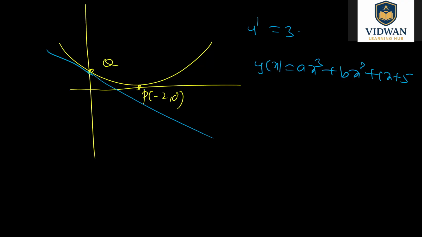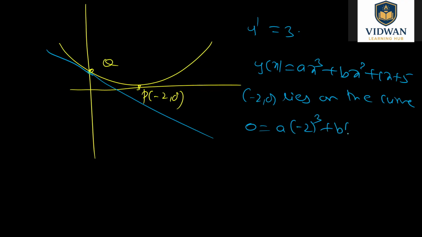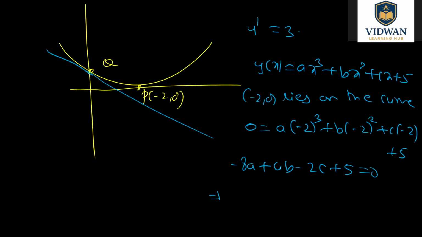The first condition is that -2, 0 lies on the curve. Just use this condition. When you put x as -2, y should become 0. So 0 equals a into -2 whole cube plus b into -2 whole square plus c into -2 plus 5. So what does it give you? -8a plus 4b minus 2c plus 5 equal to 0. Or you can write 8a minus 4b plus 2c minus 5 equal to 0. This is condition 1.